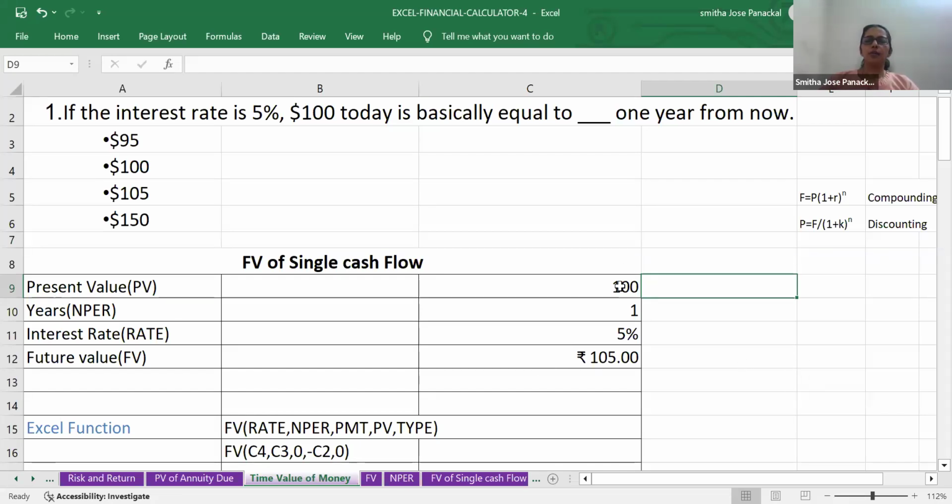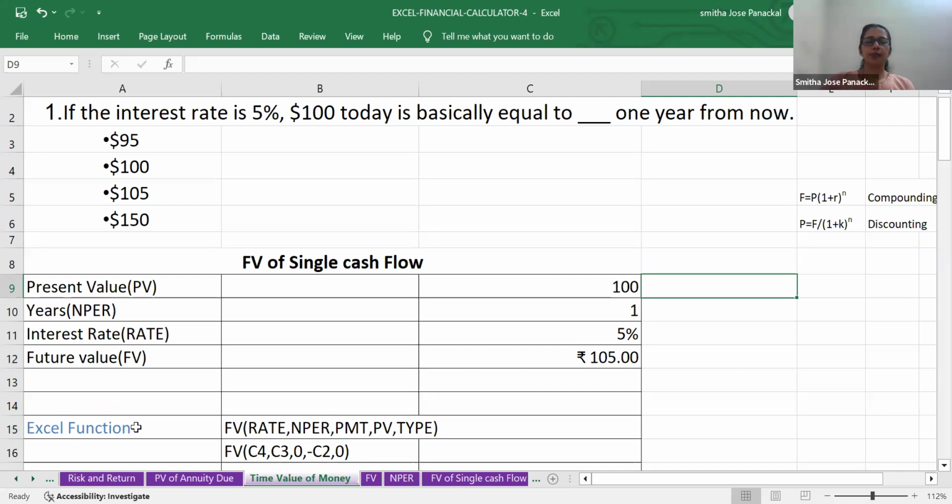Yes, present value. Present value is 100. You are investing 100 today. That is expressed in terms of present value. NPR means number of periods or years. You are investing it for 1 year, and the expected interest rate is 5%. Then you want to find the future value. This is the formula to find the future value.